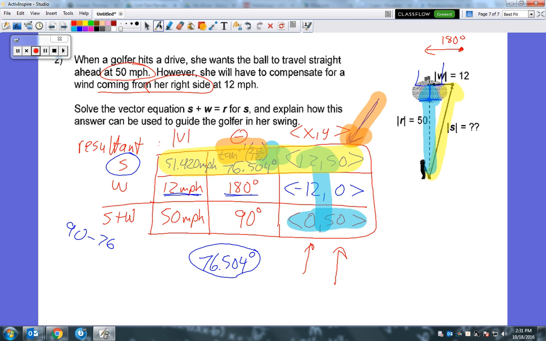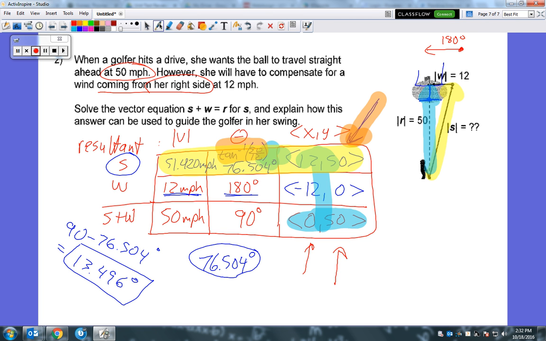90 minus 76.504. Please do that in the calculator real quick. What do you get? 13.496. So you would say the person needs to hit it 13.496 degrees off from center toward the right, pretty much. You're going to hit it facing 13.496 degrees off of center. Not the bearing. It's not the bearing. It's just how you're interpreting the change that you need to make.